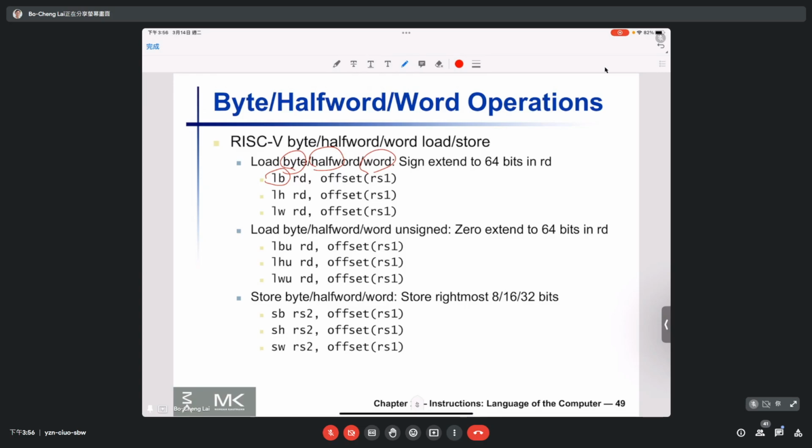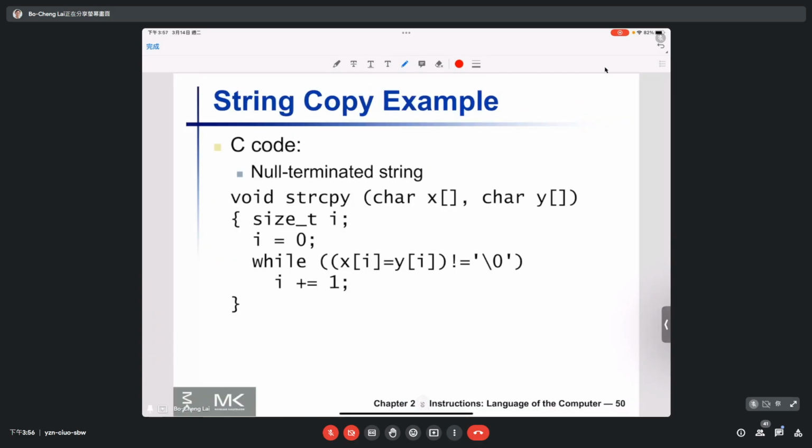So you have to decide whether you want to load it as a signed value or an unsigned value, depending on which instruction you use. Of course, store has corresponding instructions: store byte, store half word, store word, or store double word. SD 叫 store double word，或者是 LD，前面看到 LD 有没有？Load double word, store double word. Okay. All right, string copy example.